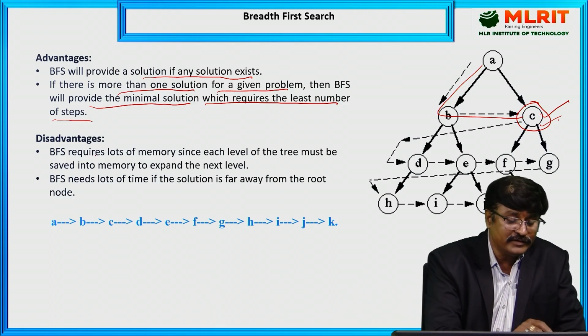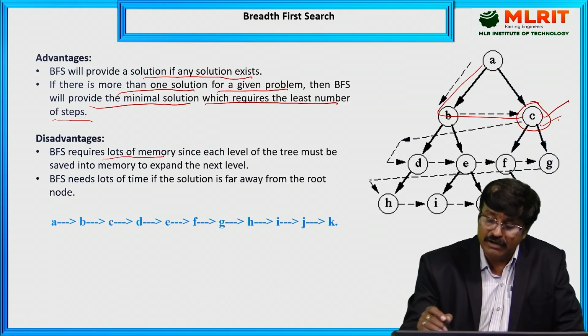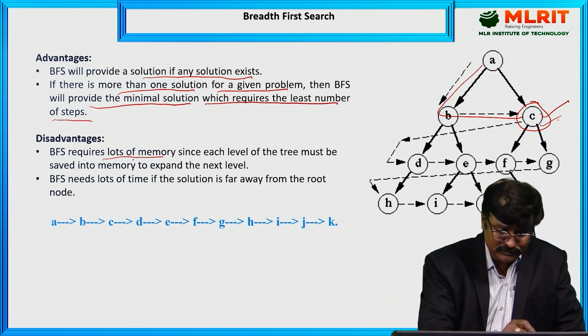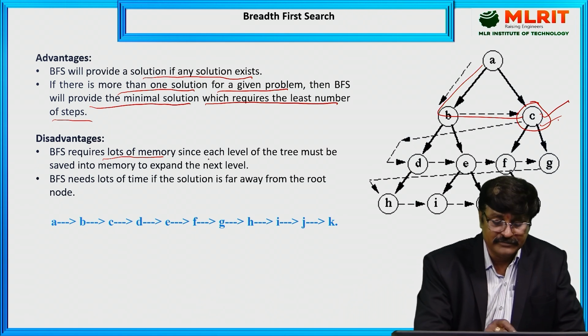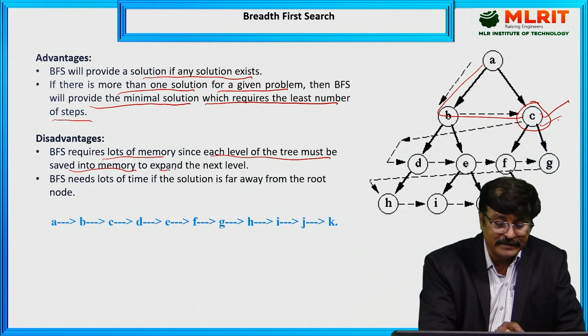And BFS requires lots of memory, because in the fringe you are storing all the information in the queue. All the nodes you visit, all that information you keep. So lots of memory is required, since each level of the tree must be saved into memory to expand the next level.